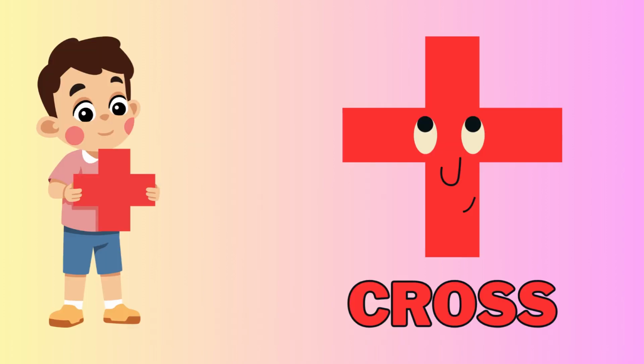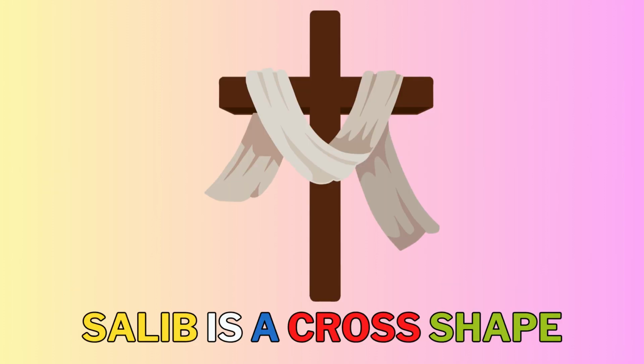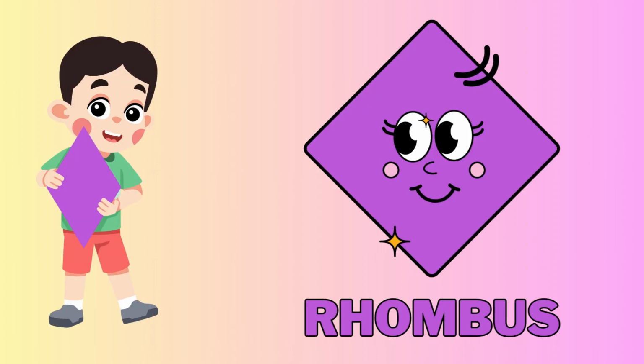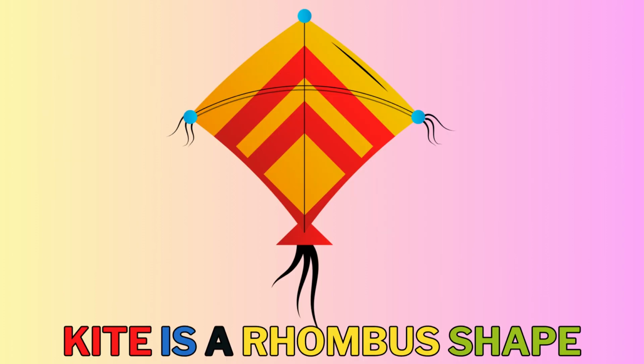Cross. C-R-O-S-S, cross. Salib is a cross shape. Rhombus. R-H-O-M-B-U-S, rhombus. Kite is a rhombus shape.